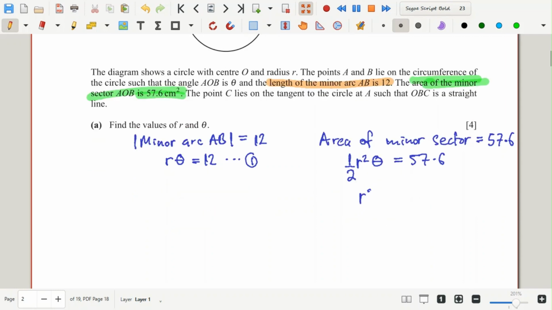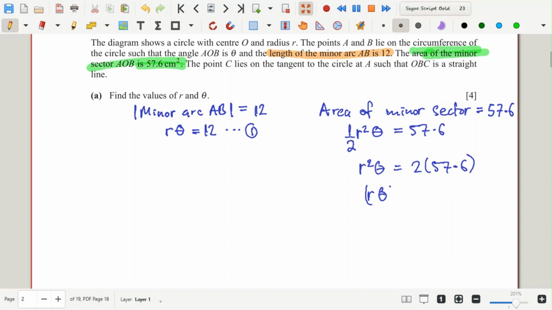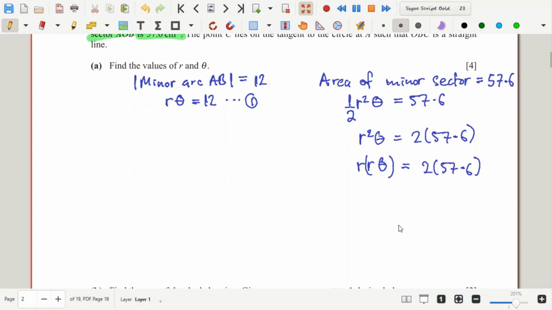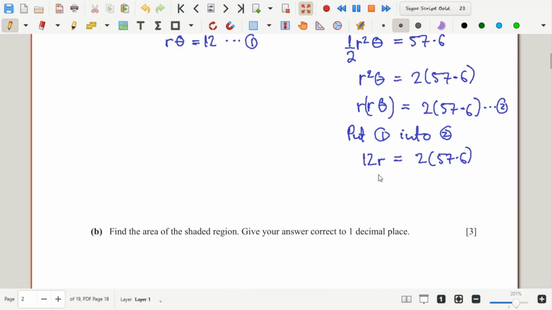Okay, so this one is the same as, the two can multiply this. Now mind you, r squared theta can be written as r times r theta, you get r squared theta. So r theta from equation 1. So I'm going to put equation 1 into 2. r theta is 12. Okay, so now let's just make r the subject and see what we get for r.